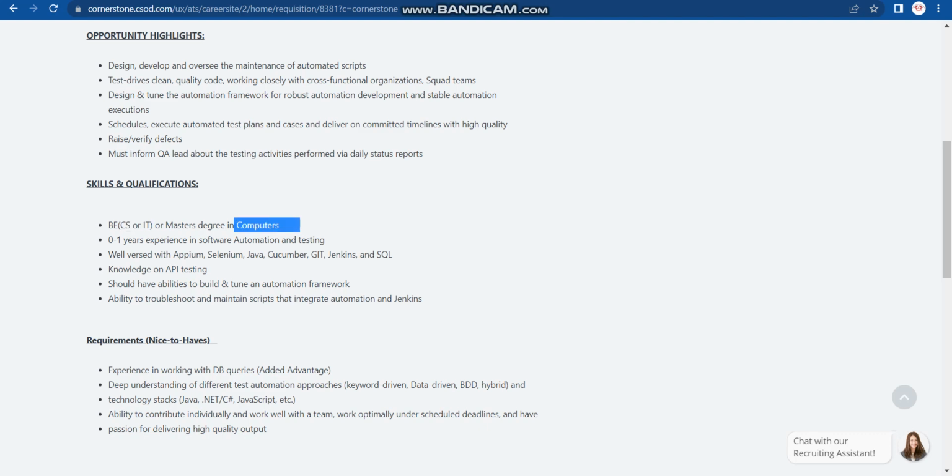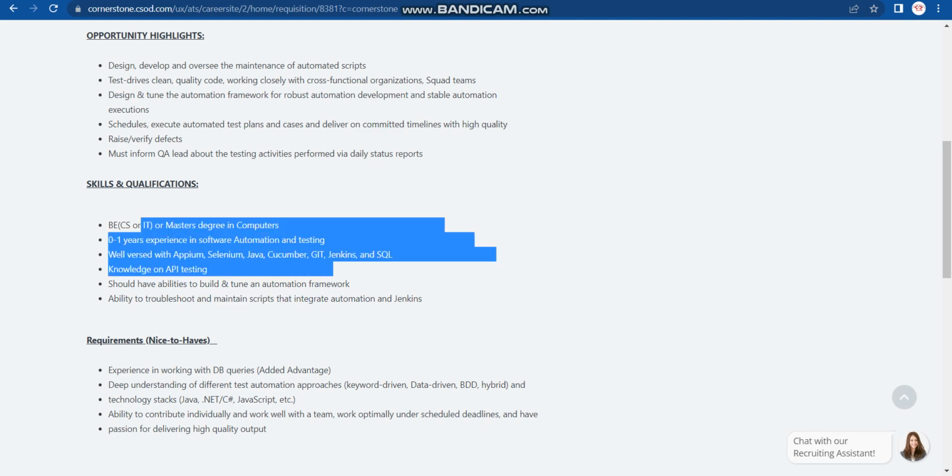It means computer science, IT and related branches candidates can apply, and 0 to 1 year of experience in software automation testing candidates can apply. It means freshers can apply and experienced candidates can also apply, right? For this, APM, Selenium, Java, Cucumber, Git, Jenkins and SQL. If you have these skills, then you are good to apply. And knowledge of API testing is also required, right? So if you have these skills, then you can apply.